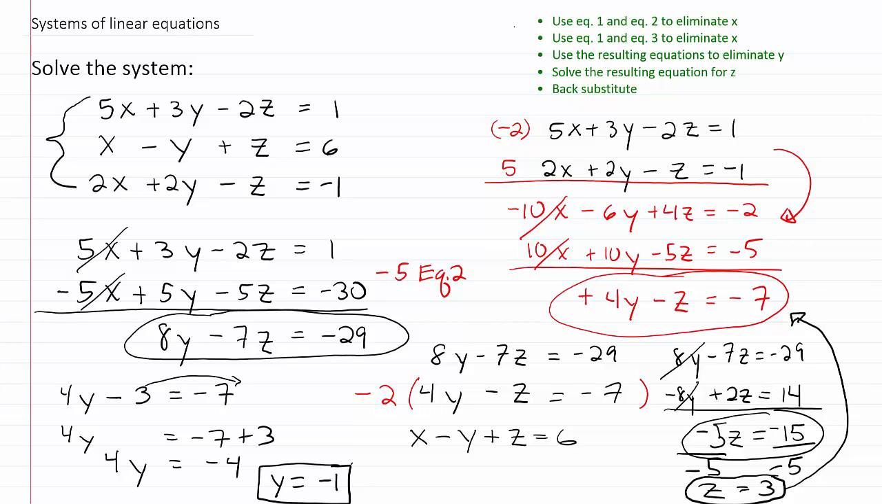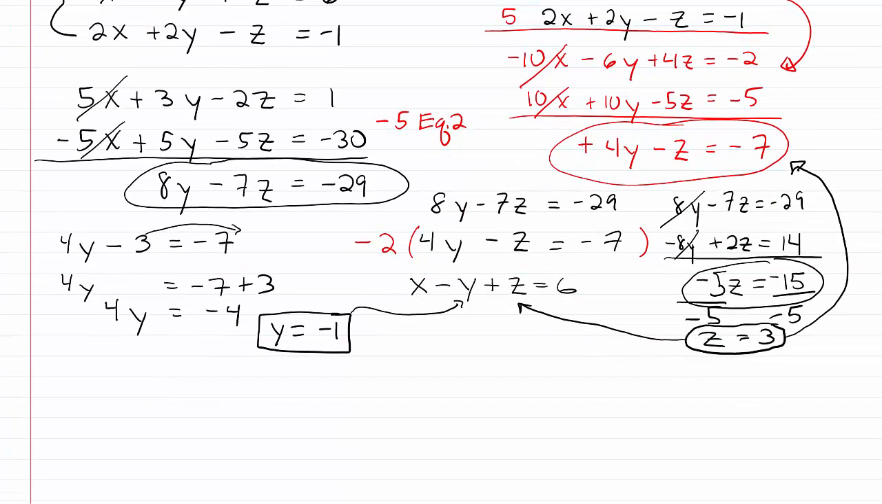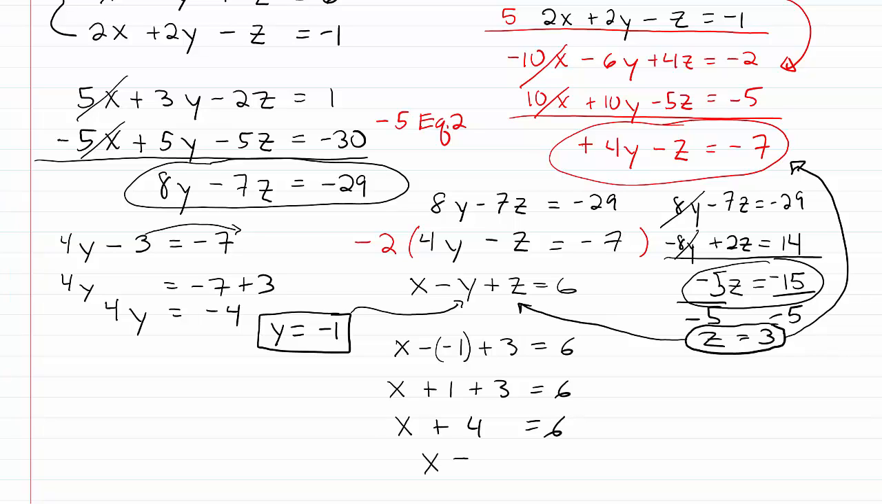Let's plug y in here and z in here and see what we get. Well, you would have x minus a negative 1 plus 3 is equal to 6. This is the same as saying x plus 1 plus 3 is equal to 6, or in other words, x plus 4 is equal to 6, and by inspection you can see that that must mean that x is 2. So we now have our solution for the system. x is 2, y is negative 1, and z is 3.